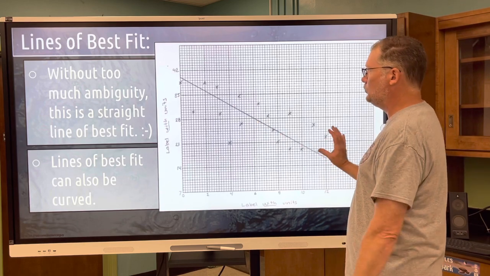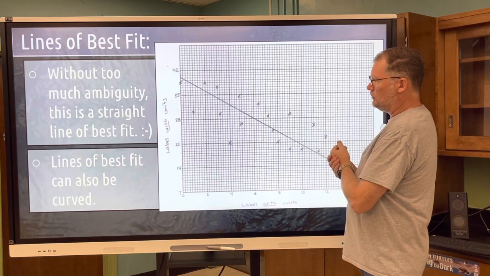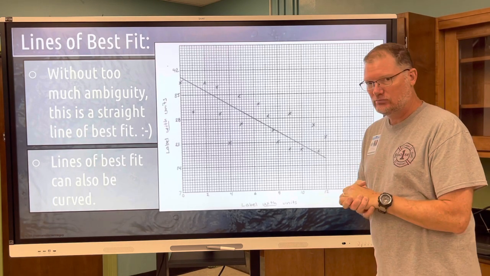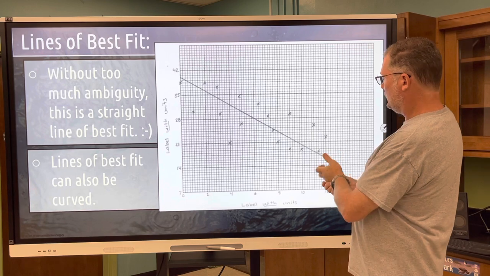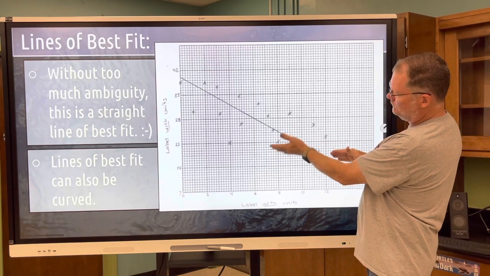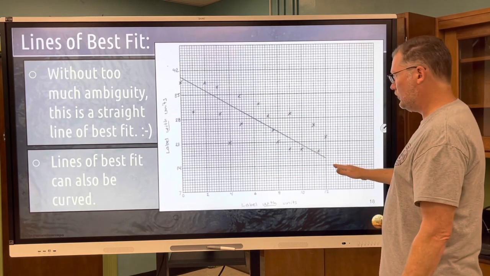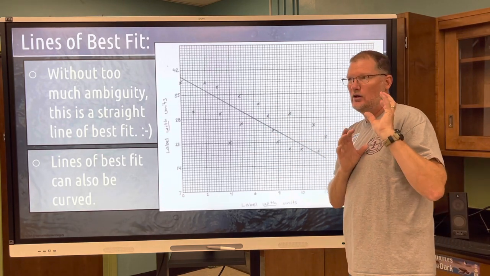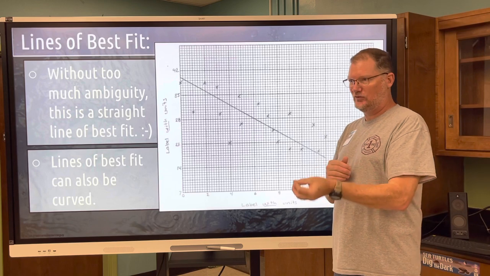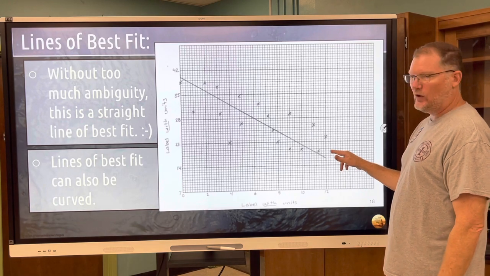So here's a line of best fit. This is what it looks like, okay? So without too much ambiguity, without too much exactness, this is probably the best you could do with half on top and half on the bottom, okay? A straight line right through the data, right? So this is kind of like a visualization thing. You have to almost guess as to where the best fit would be, the line of best fit, and then draw it through. And notice how the line stops where the data stops.